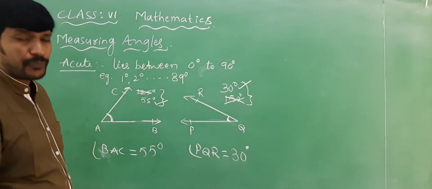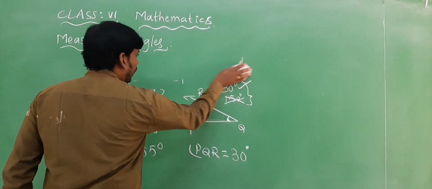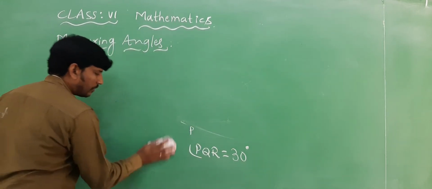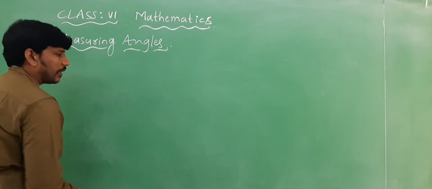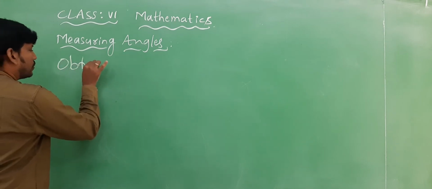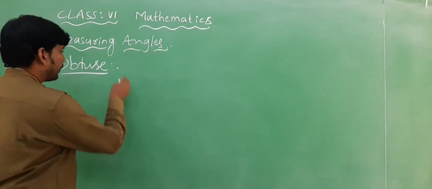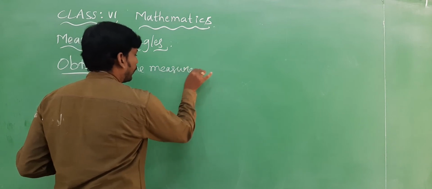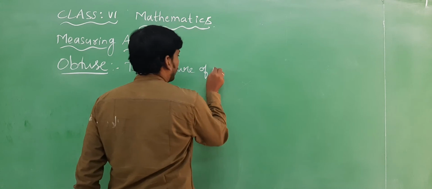Let us discuss now the obtuse angle. Okay? I hope you understood how to measure using a protractor when given an acute angle. Right? So now let us discuss the obtuse angle. So what is the measure of an obtuse angle?